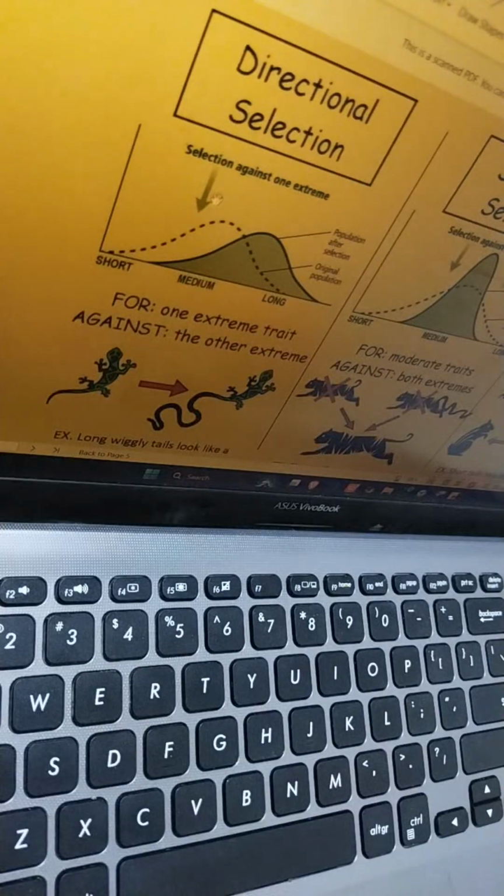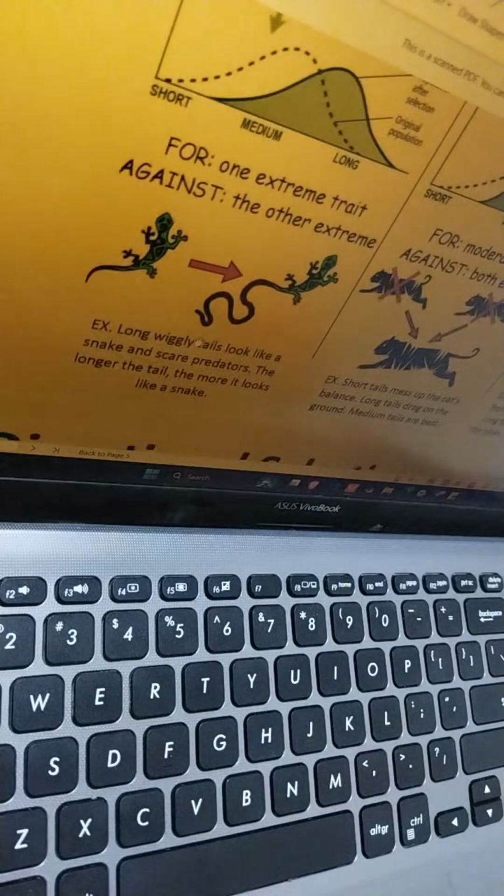So these are the diagrams. Directional selection favors one extreme trait against the other extreme trait. An example is long wiggly tails that look like a snake and scare the predators. The longer the tail, the more it looks like a snake, so natural selection selects this.